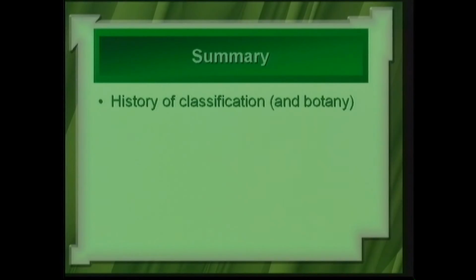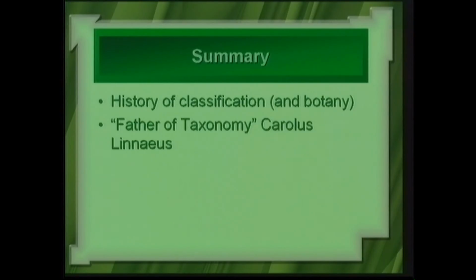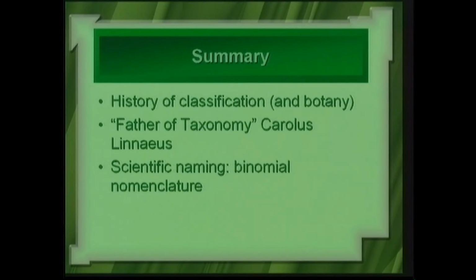All right, to summarize what we have seen today, it includes the history of classification. And we did do a little bit of botanical history as well, from the father of botany through the father of taxonomy, and so on. We also talked about the father of taxonomy, Carolus Linnaeus. He was a very extraordinary man. And then we talked about the system of naming that Carl von Linné introduced, which was binomial nomenclature.